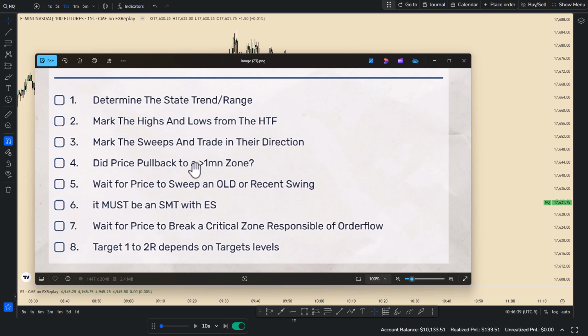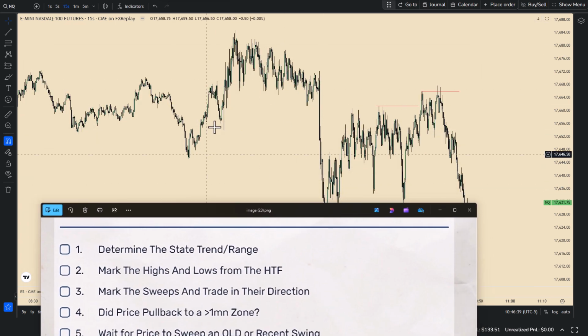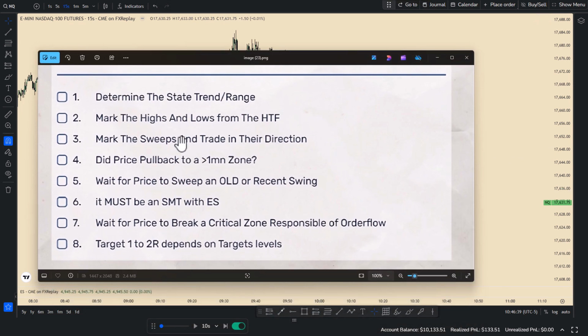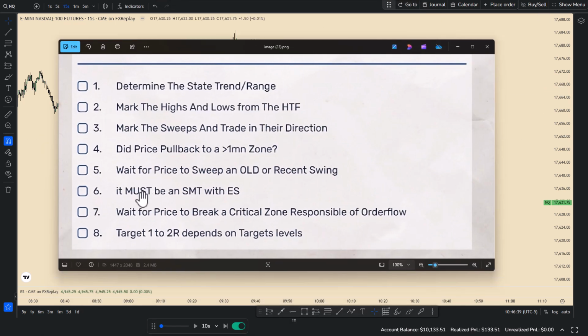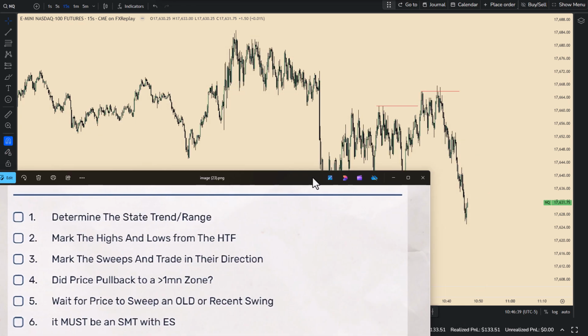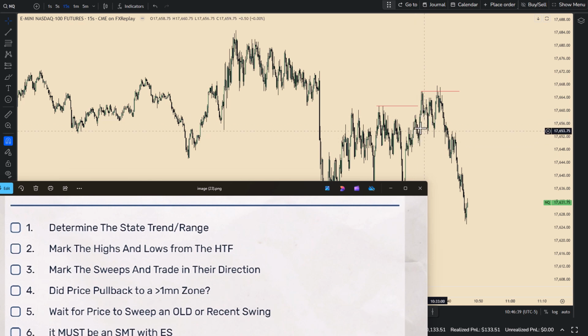and price did pull back to a 1-minute zone, which is this one. Wait for price to sweep an old or recent swing. We have that here. SMT, we do have that here. We also need price to break a critical zone. We also have that here. So this was this zone.